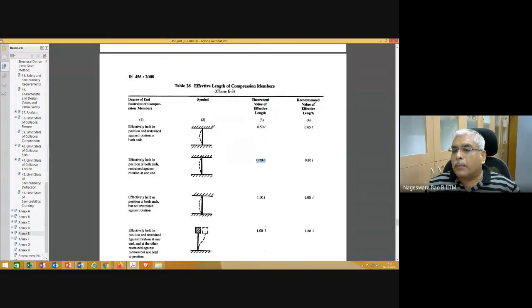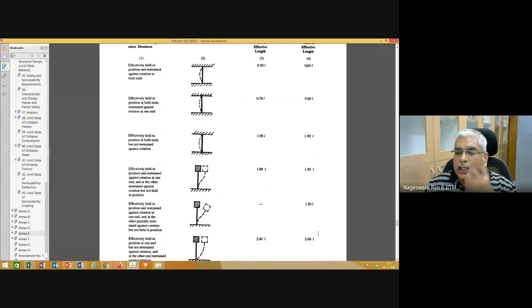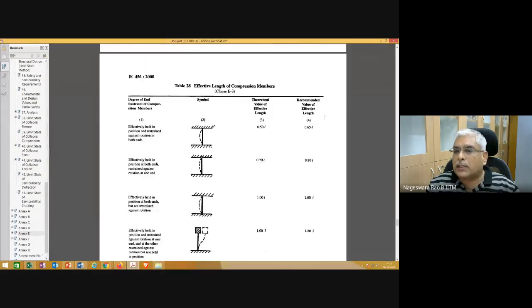And for design purpose, what is the recommended value of effective length as per IS code? This is the theoretical value, and this effective length is slightly increased. Please note that when effective length is slightly increased, the capacity of the column is going to get reduced. So for design purpose, IS is recommending for some cases a slightly higher value of effective length. Okay, and these are the theoretical values.